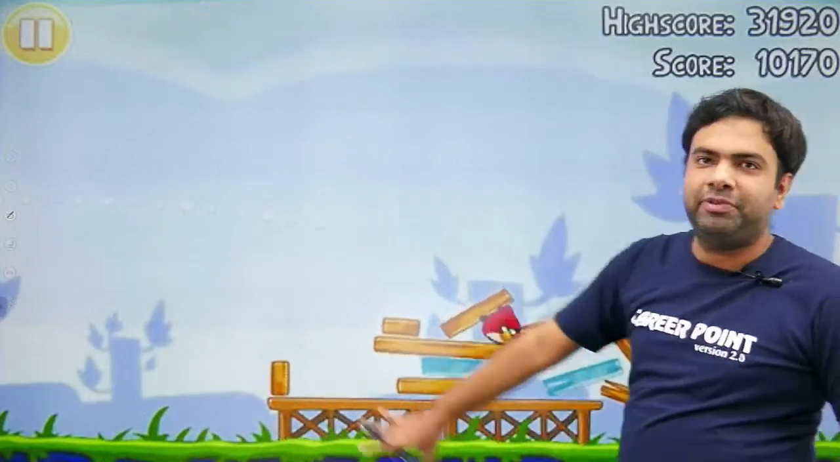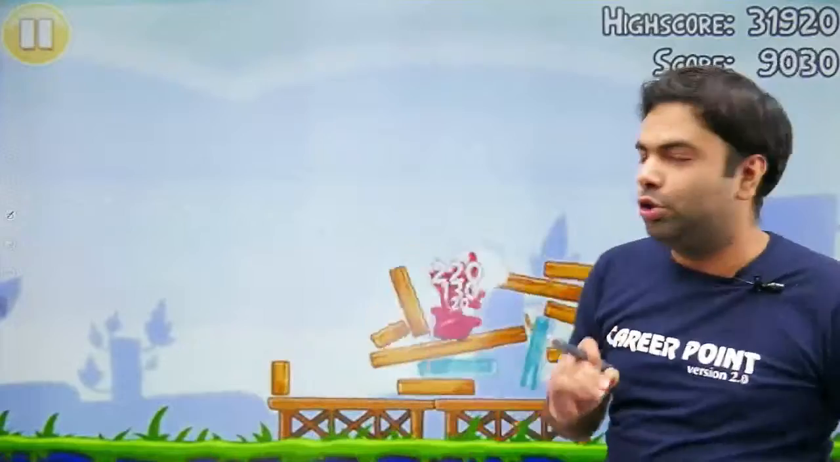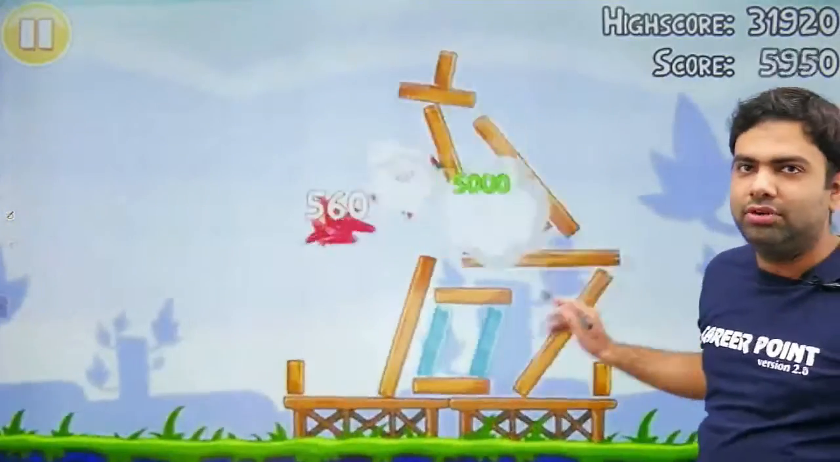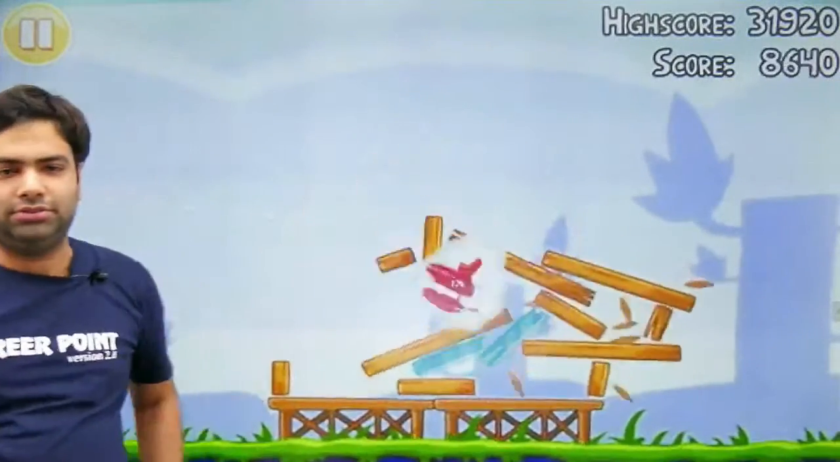So how many of you have played this game? See, to play this game efficiently, you need the knowledge of projectile motion. If you know the path followed by this bird, you can easily think whether this bird will hit the target or not.